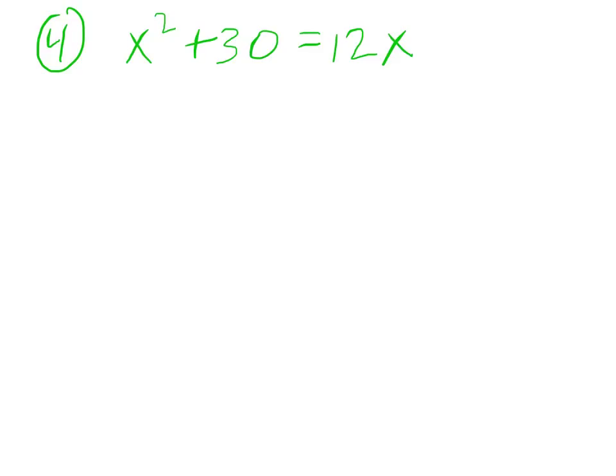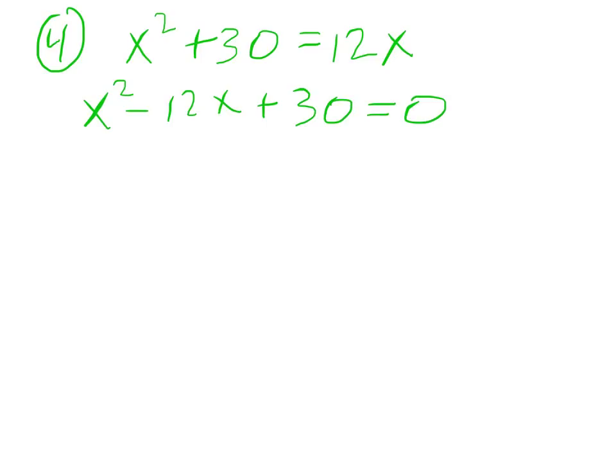So this is a pretty standard quadratic. The typical approach is to put everything on one side of the equation so that it equals 0. So I'm going to have x squared minus 12x plus 30 equals 0. So once we do that, now we have a choice.